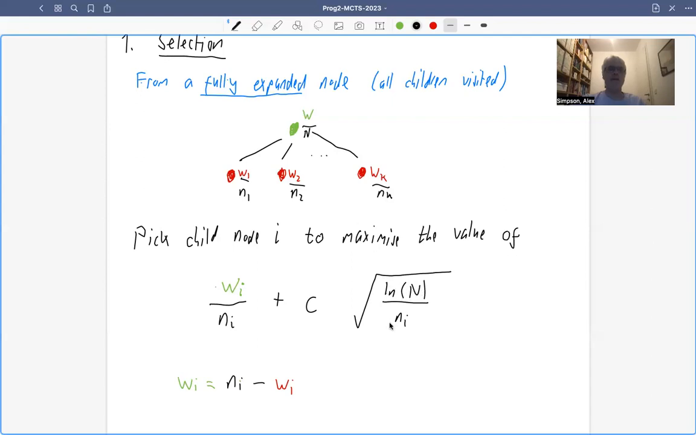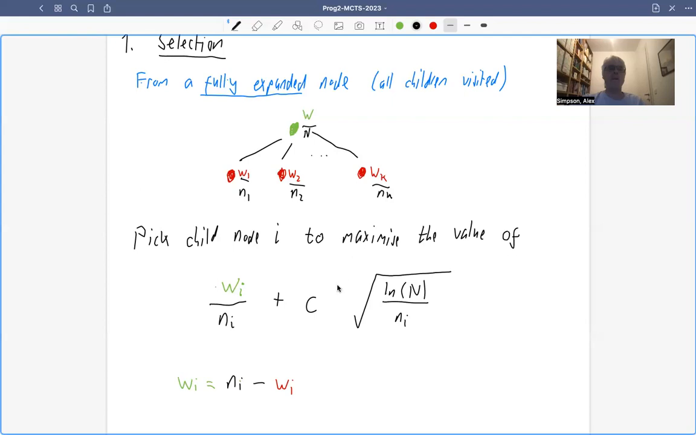Capital N is going to be a lot larger than little n sub i in general, but we're taking a logarithm here, and eventually, if we keep on visiting this node, then this fraction is going to get quite small, and when we square root it, well, the square root makes a small fraction a little bit less small, but still, the more times we visit this node, eventually this is going to become a smaller fraction compared with those other nodes that we visited less often.